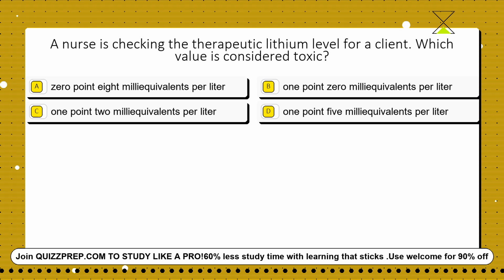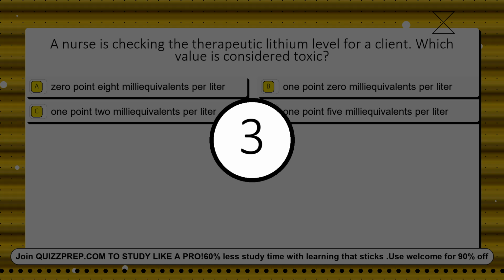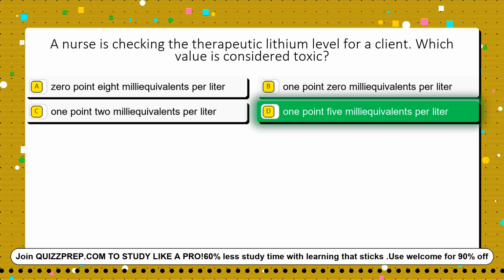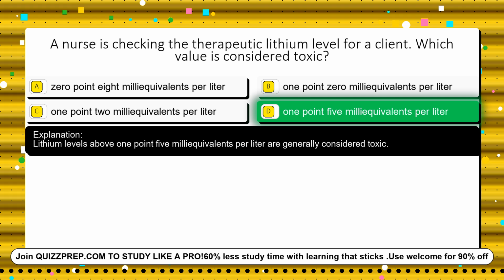Option A, 0.8 milliequivalents per liter. Option B, 1.0 milliequivalents per liter. Option C, 1.2 milliequivalents per liter. Option D, 1.5 milliequivalents per liter. The correct answer is option D, 1.5 milliequivalents per liter. Lithium levels above 1.5 milliequivalents per liter are generally considered toxic.